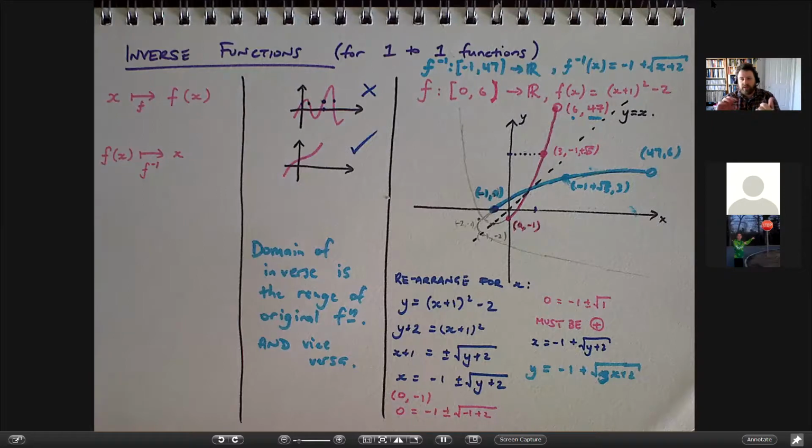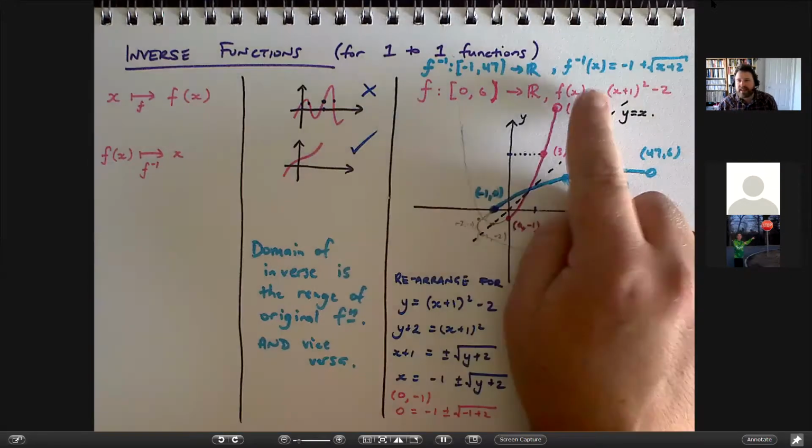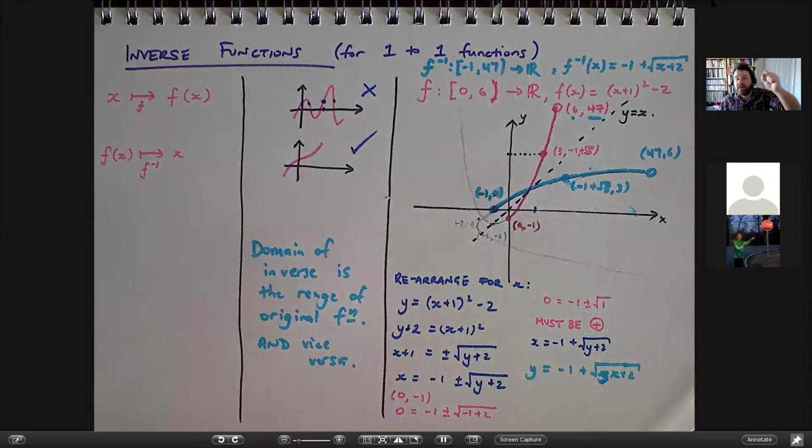So I don't want to lose sight of the general process here. What we do is we take our relationship y in terms of x, and we make x the subject. Then whatever we've got on the right hand side with y in it, that's our new inverse function. Domains and ranges, we just flip them from the original to the new one. Okay, and that's going to give us our new inverse function.